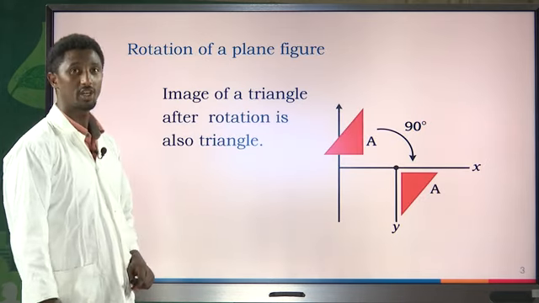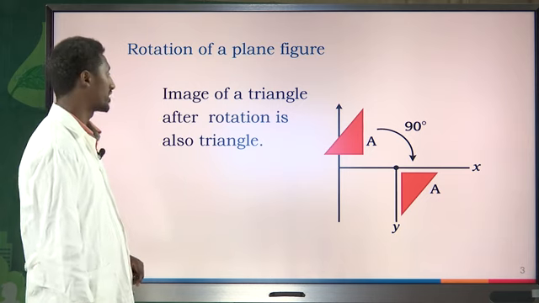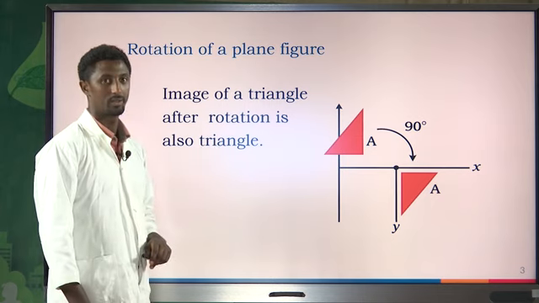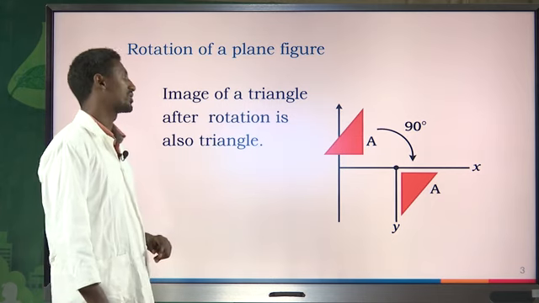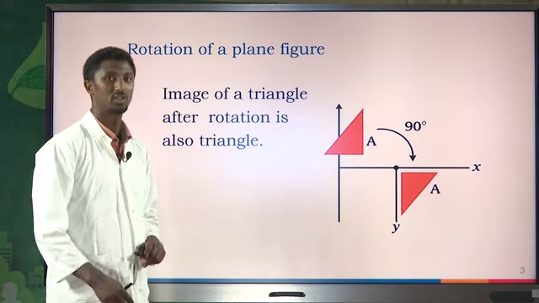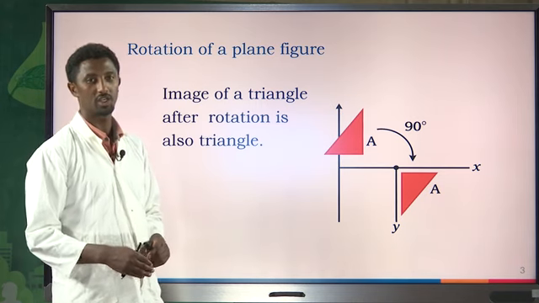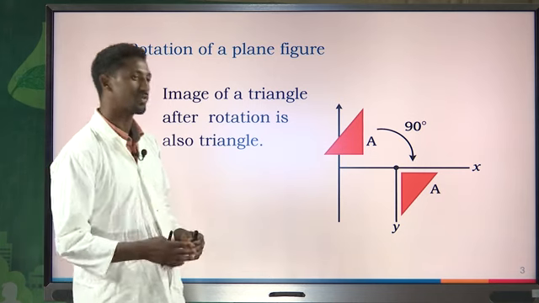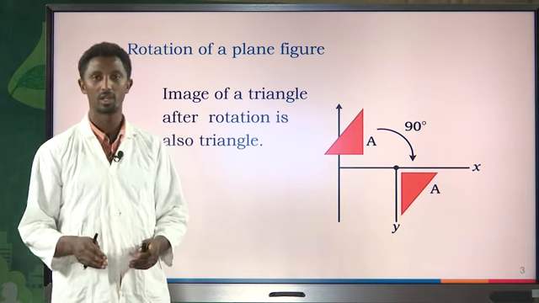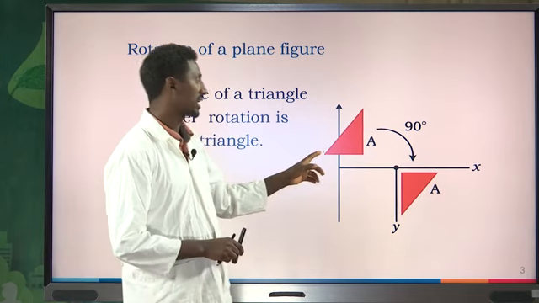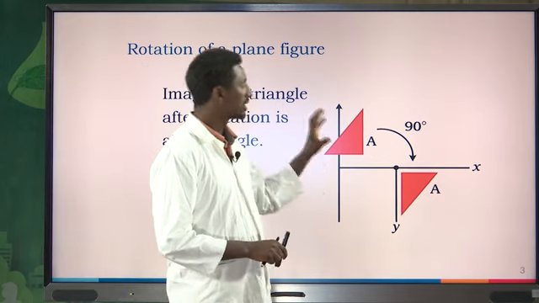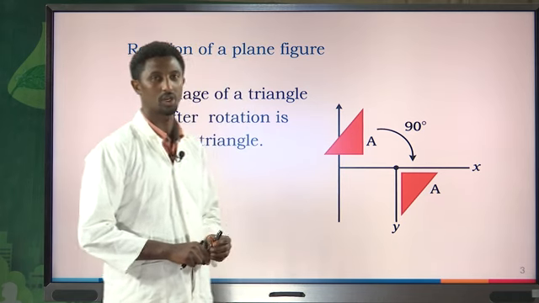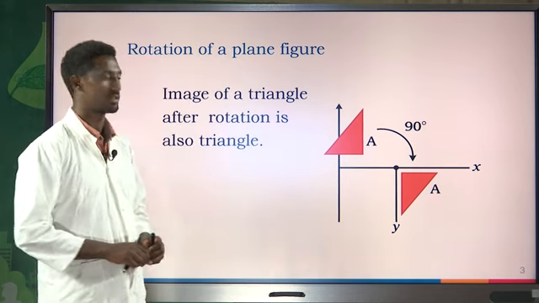So, rotation of a plane, we can consider this figure. The image of a triangle after rotation is a triangle. So from this statement we can understand that rotation is a type of transformation which is called rigid. A rigid transformation implies it transforms a given plane figure to an equivalent plane figure. So this triangle, after rotating through 90 degrees, the two triangles have the same dimension. So the only difference after rotation is the position.